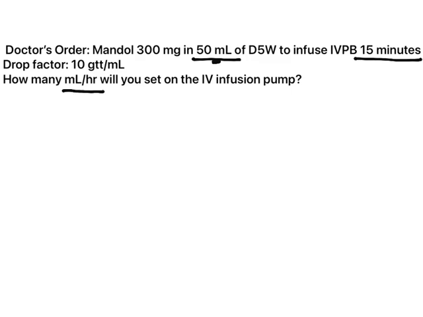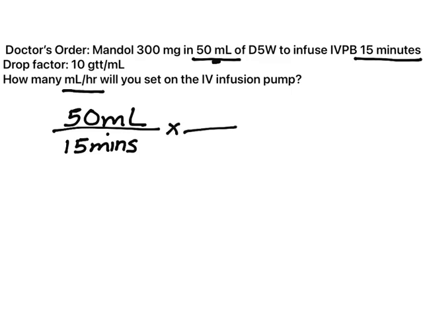All right, so we're going to start with the physician order. So the physician order is for 50 mLs of the medication to be infused over 15 minutes. All right, so now we know that our answer needs to be in mLs per hour, but we're currently in mLs per minute. So this is simple. All we now have to do is get to hours.